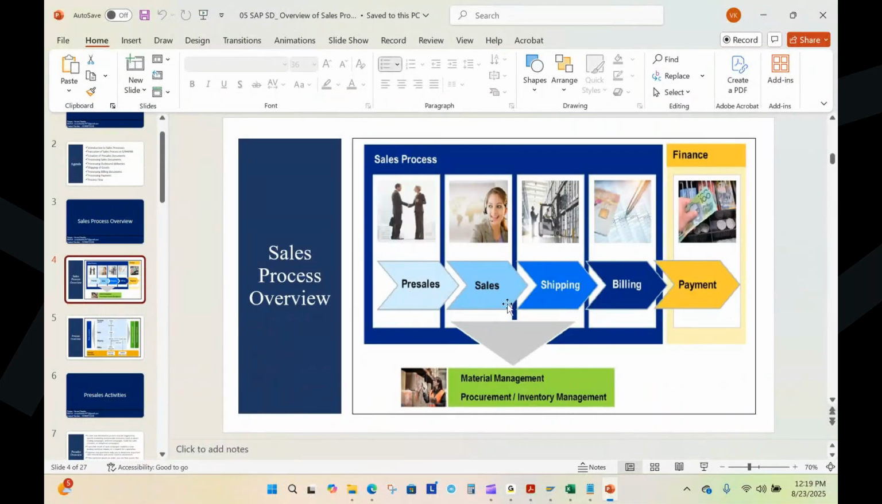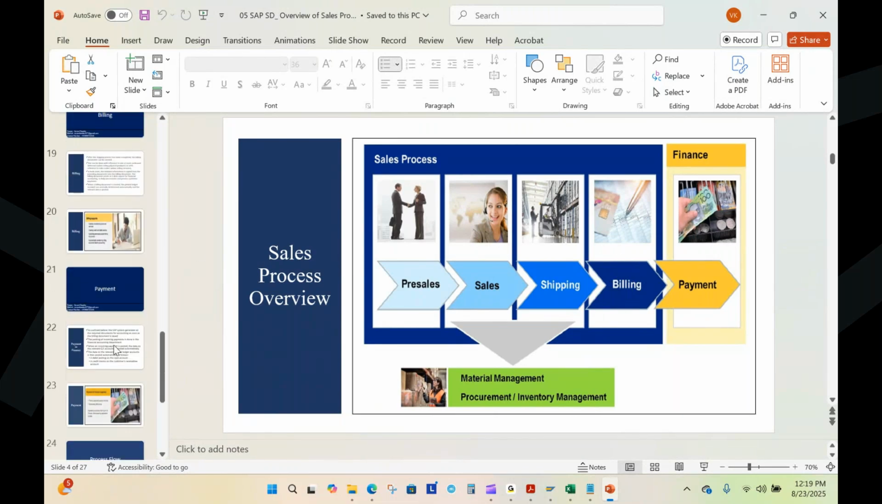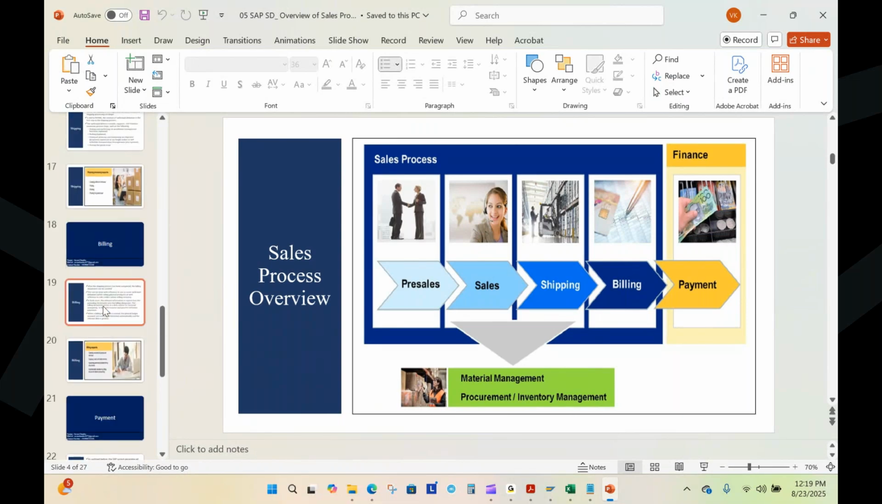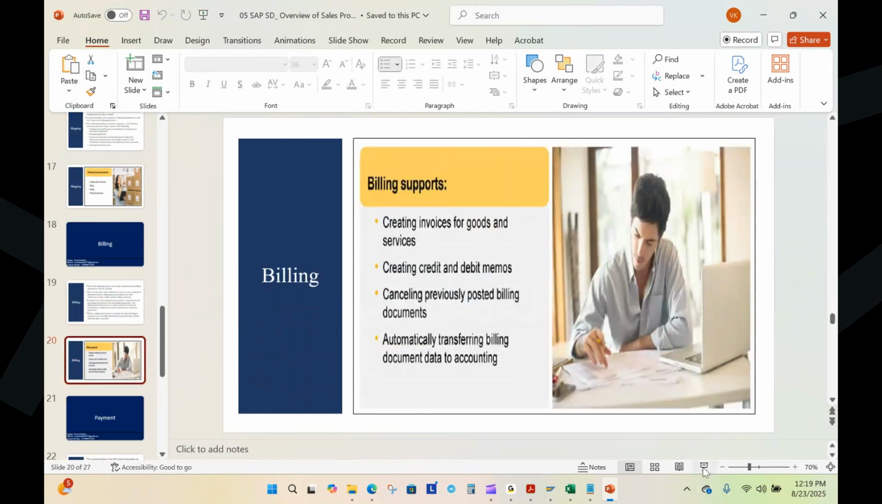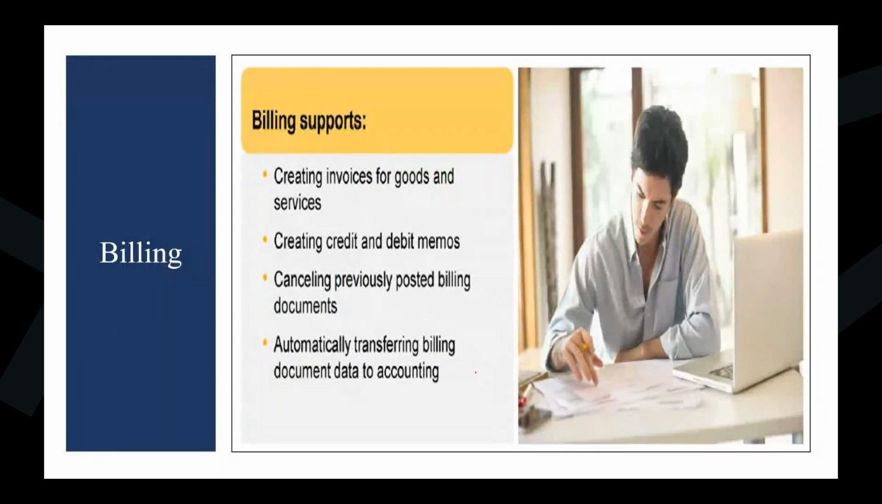So we are here: pre-sales activity is done, sales activity is done, we have done shipping. Now we are doing the billing, we are sending the invoice to the customer. Normally this will be done by FI. Okay, so now let's do this. We are here, this one. So billing.